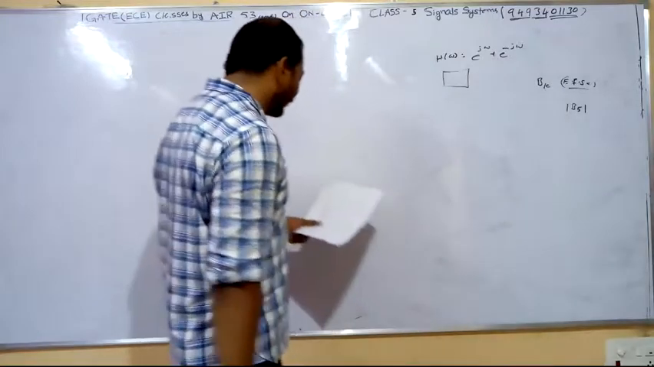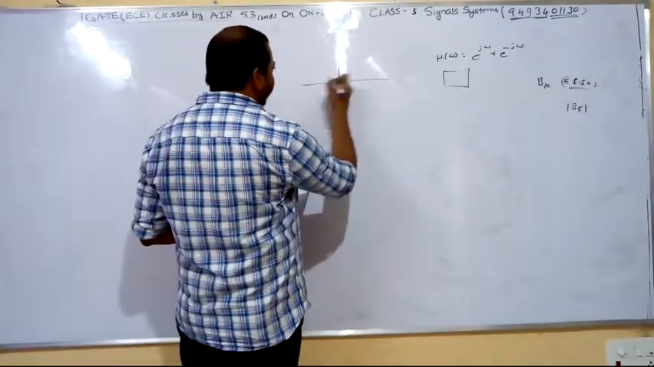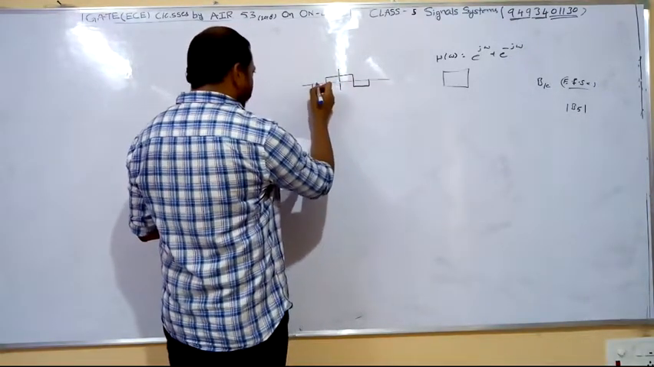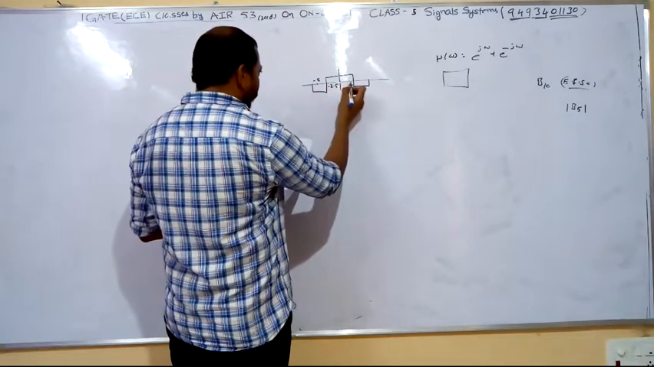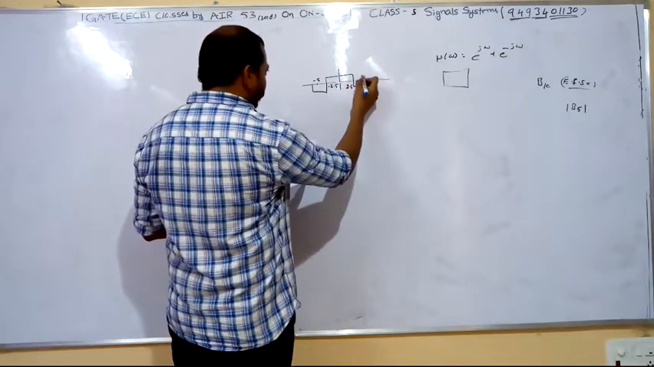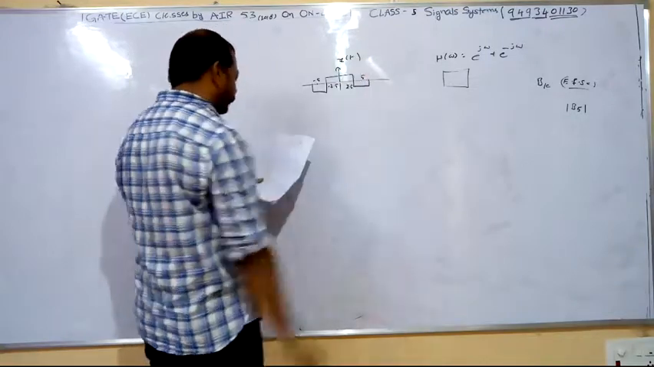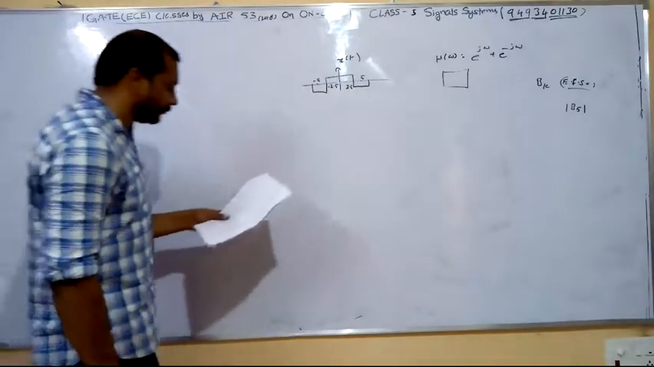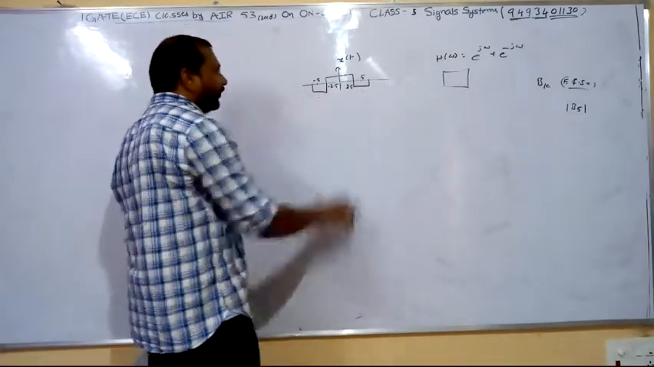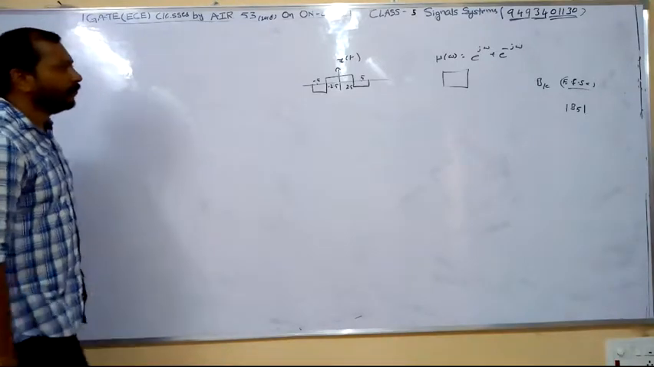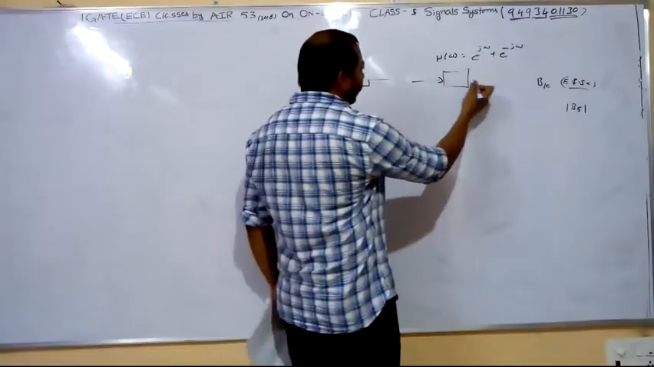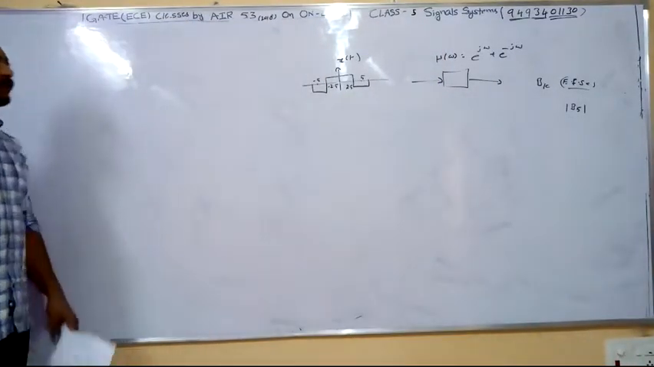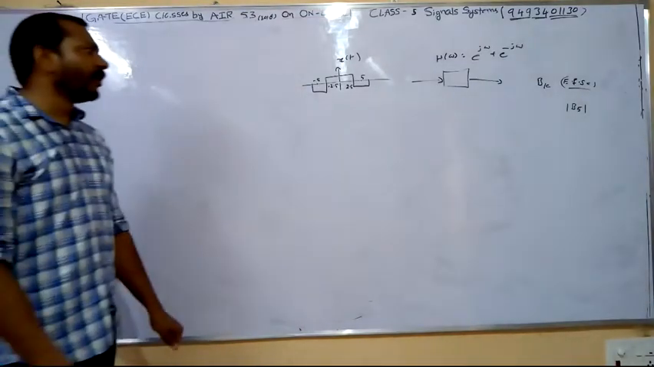The given x of t signal is like this. The periodic signal they have given, with levels at -5 and 2.5. The period is equal to 10. The corresponding output is also a periodic signal, and B_k is the exponential Fourier series coefficient of the output. Then they are asking for B5.